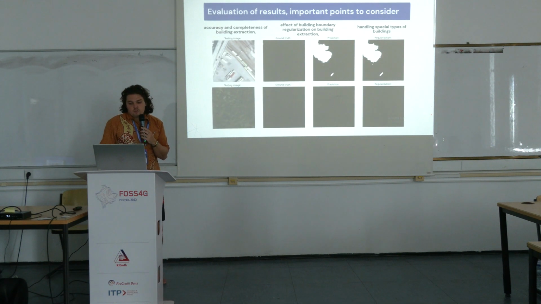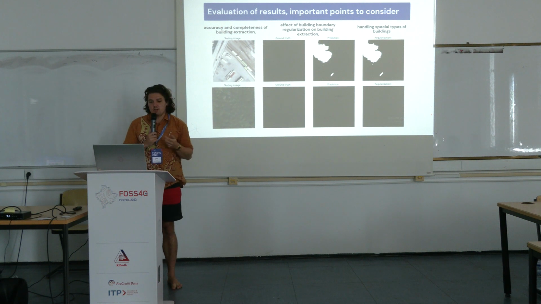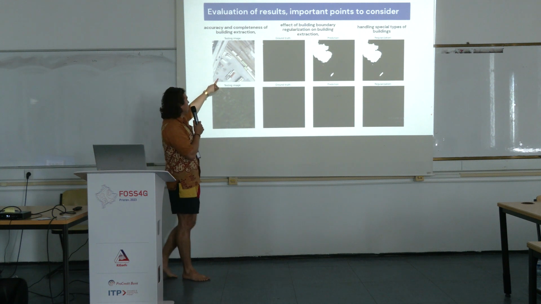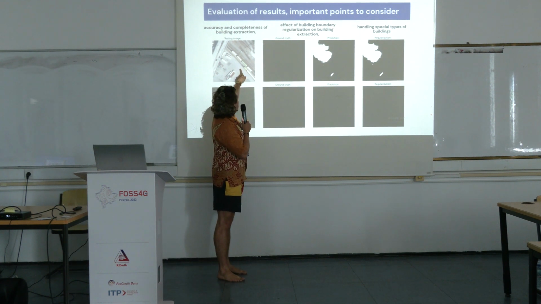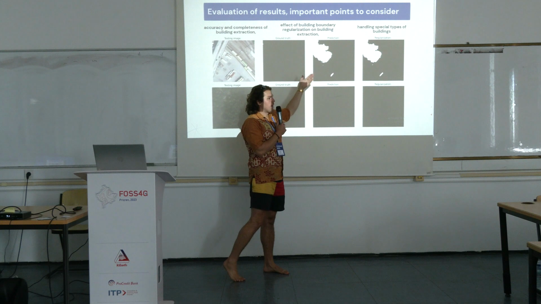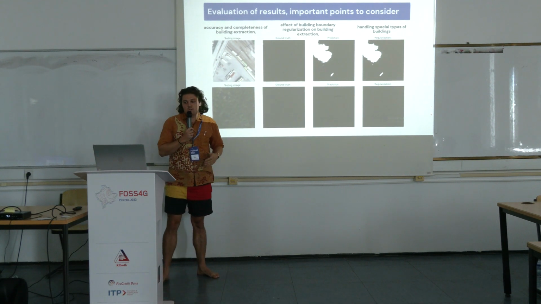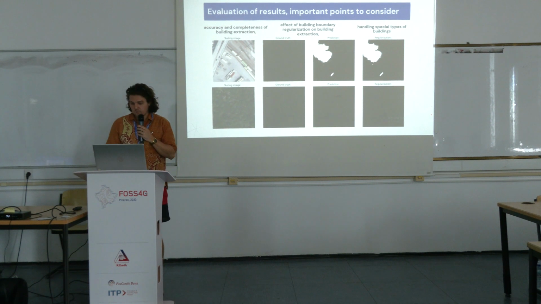When we evaluate the results, it's very important to check the accuracy, of course, by using metrics, the completeness of building extraction, and the effects of building boundary regularization on the extraction. And also we need to handle special cases of buildings. So you see this is a mistake, right? There is no building here, but the AI recognized it. If we have a forest, of course, there is no building because we don't see through the forest.